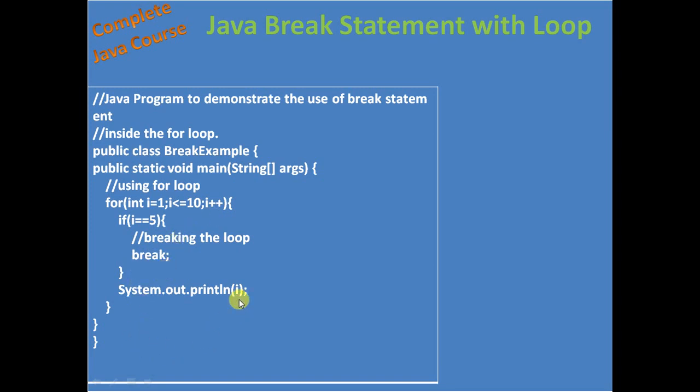So when we run this program, it will give the output 1, 2, 3, 4. Why? Because when the i value is 5, it will break and the loop will not be executed further. So it will come out from this for loop which is closing here. So the control will come here. Okay, let's do it practically.